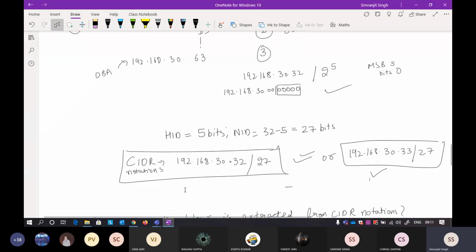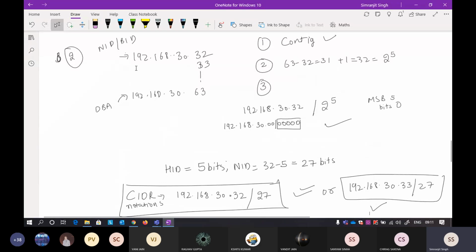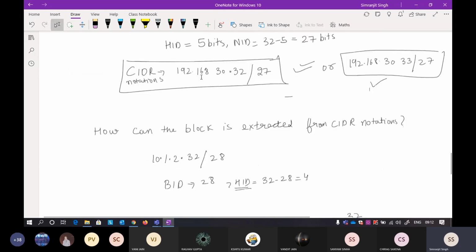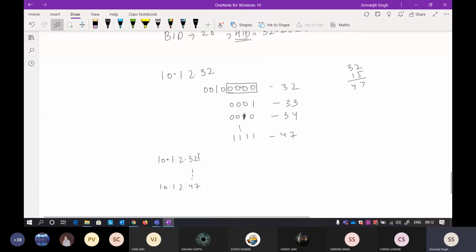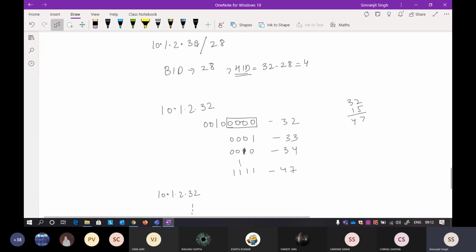So CIDR notation does not say that you must use only the first IP address and write a slash after it. You can use any IP address from the block, because from any IP address you can extract the block. Suppose it was written as 33. When you want to find the first address of this block, you write all zeros in the host bits. You will again get 32 here, and you will get 47. That is the meaning of it.